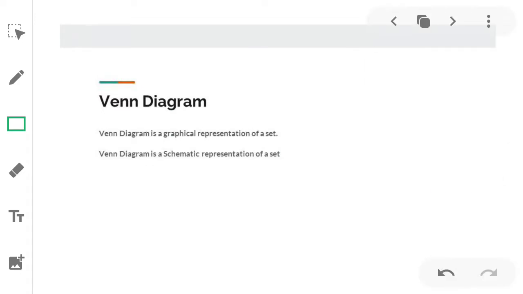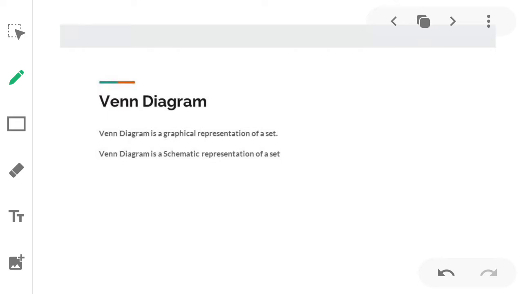Basically, what is a Venn diagram? In set theory, we have seen how to represent a set. We have seen the listing method, next the statement method, then the set builder notation. In all of these three methods we are trying to represent a set by using some conventions. So that is one way to represent a set.